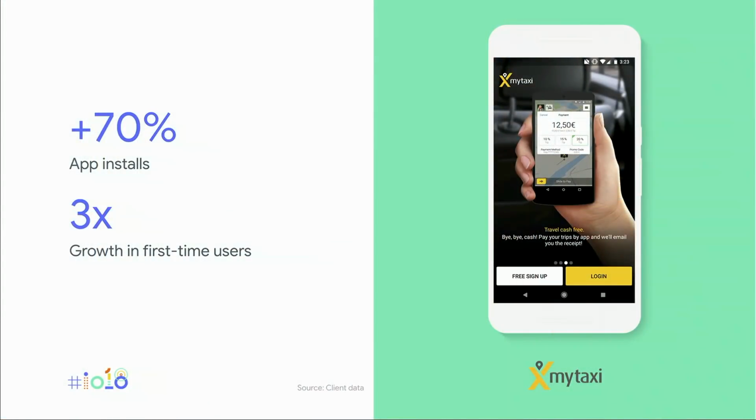So in September, they came to us and tried UAC for their expansion into 11 markets in Germany. And within just a few months, they were able to increase their installs in these 11 test markets by 70%. And more importantly, they've tripled their growth rate of finding those first-time riders who are new to their service. So we're also incredibly happy that MyTaxi was able to use our tools to build their business.